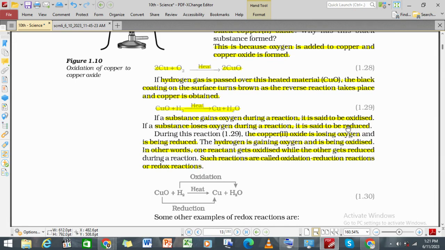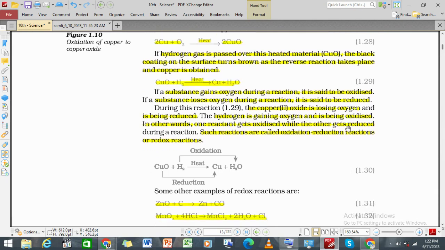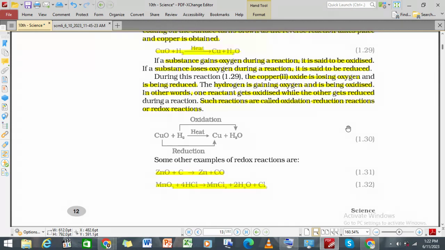All right, copper is obtained. So, if we pass hydrogen gas over a heated material like CuO, the black coating on the surface turns brown, and a reverse reaction is taking place, and the substance gains oxygen. During a reaction, if a substance gains oxygen, it is said to be oxidized. That means the substance has been oxidized, and if a substance loses oxygen during a reaction, it is said to be reduced. All right. Now the copper(II) oxide is losing oxygen and is being reduced.